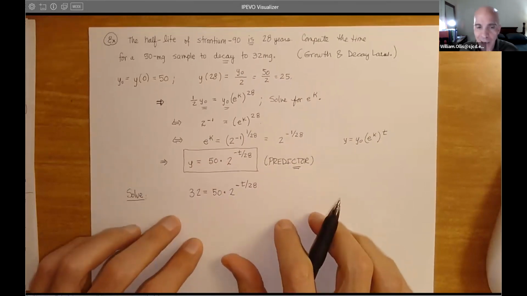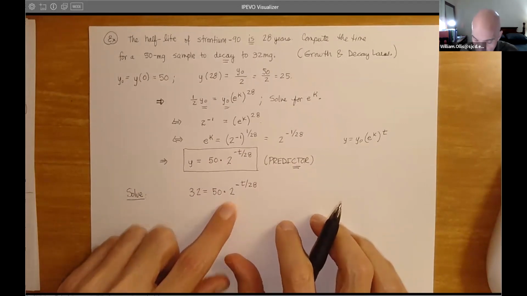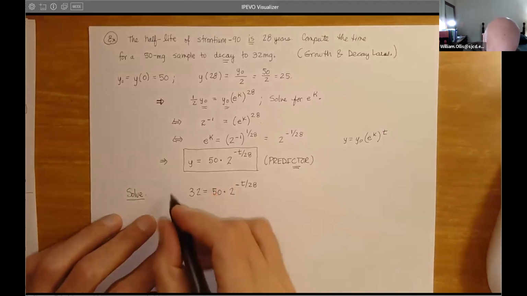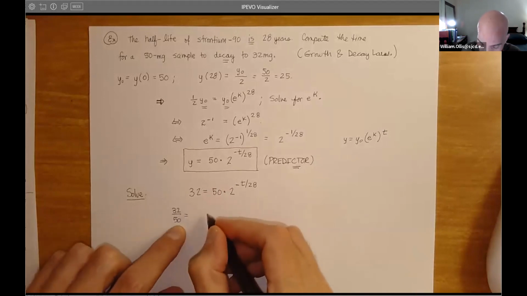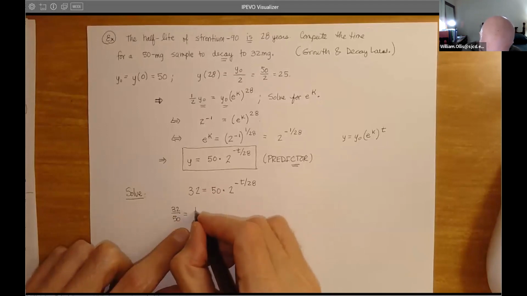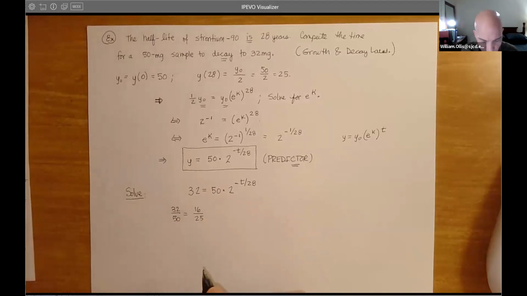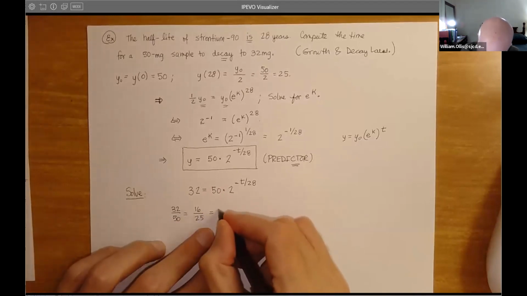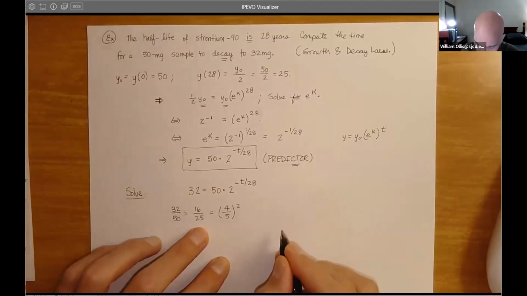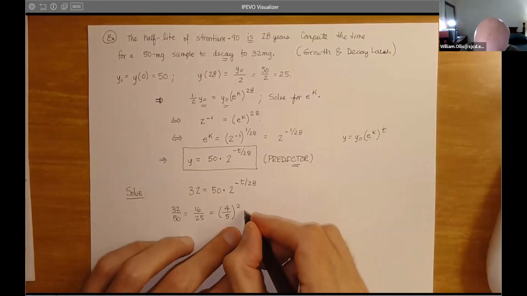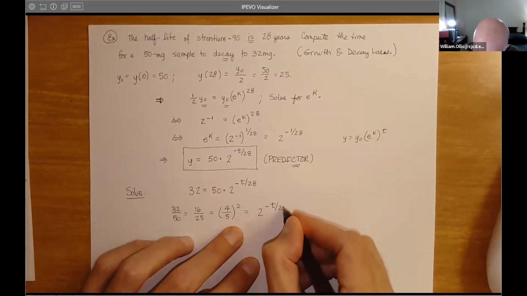So what's nice about these problems is that you can see formulas that just kind of fall out with these that are fairly simple. So now let's divide like we did before. So we have 32 over 50. So in this case, we can divide by 2. That'll give us a 16 and then a 25. Well, how interesting. That's a perfect square. So this is 4 over 5 quantity squared, right? How interesting. And this equals 2 to the negative t over 28.